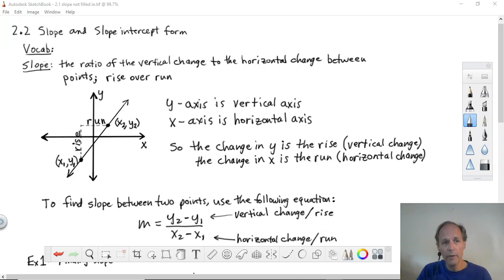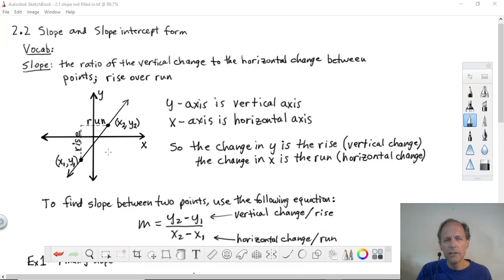What is slope? Well, slope is the ratio of the vertical change to the horizontal change between points. Rise over run. Remember, the points are just the ordered pairs in our relation or our function. And so we have a graph here of a straight line, and that could be a function, which of course is a specific kind of relation. Every point represents an ordered pair, and we look at these points here. We have one that's labeled x sub 2 comma y sub 2, another one x sub 1 comma y sub 1.